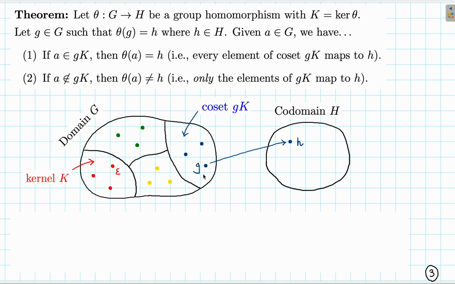We have the domain G here, codomain H. This portion in red, that's the kernel K. And then color-coded, we have the distinct cosets of the kernel K. And we're given that theta of little g is equal to h. So little g gets mapped to little h. Now this condition, in the example that we just looked at, we can think of this as being lambda of 2 equals 8.